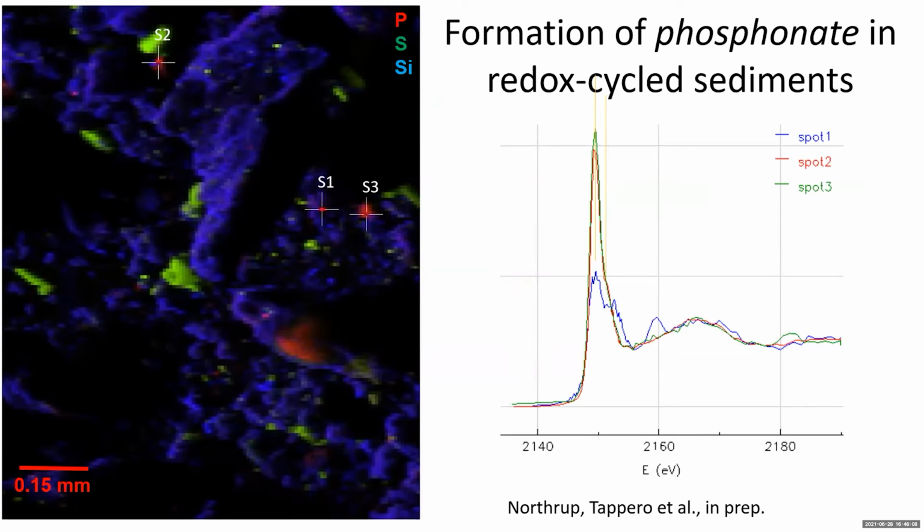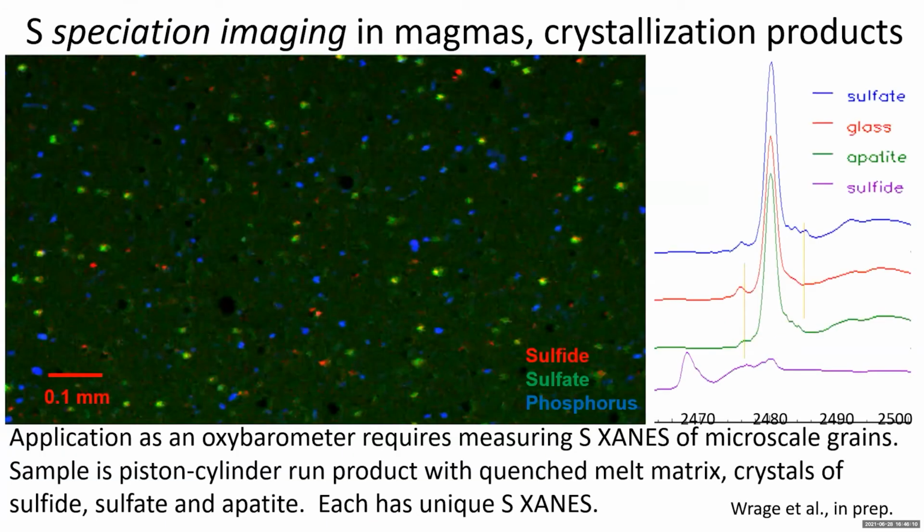Switching to a neighboring element in the periodic table, sulfur is a very useful element to analyze. Its oxidation states are many and varied, and they're spread out over a wide range of energy, so you can distinguish between them very well.